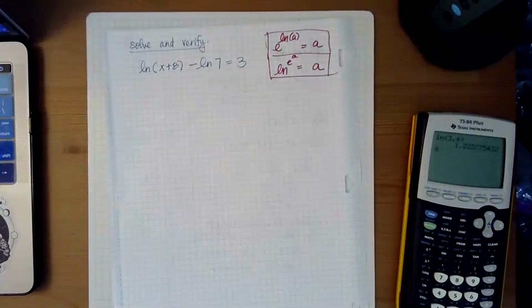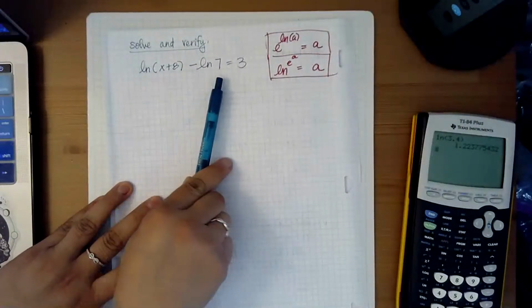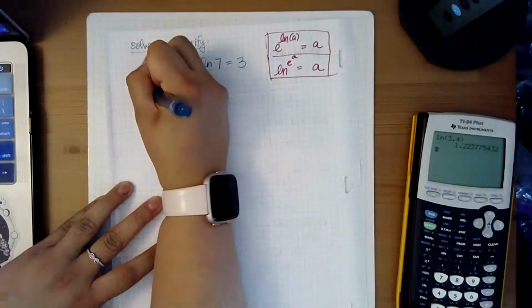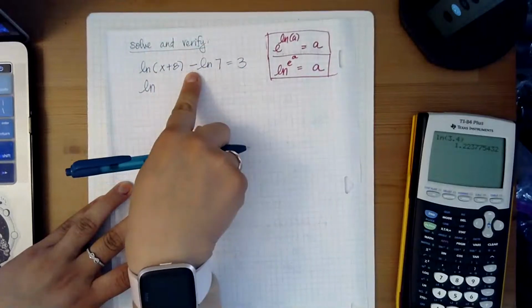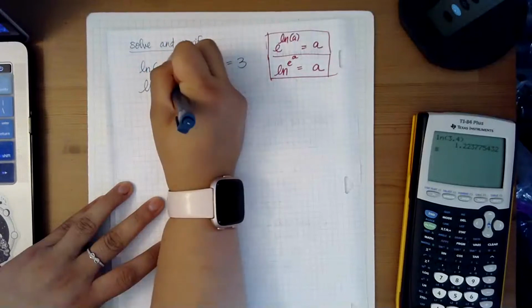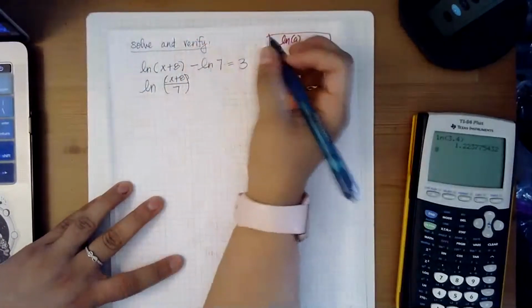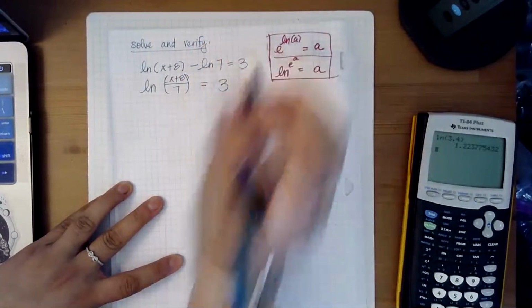So the very first thing I'm going to do is I'm going to condense this here. So I have ln of x plus 8 minus ln of 7. That's going to give me some type of ratio because subtraction means divide. So I have ln of (x plus 8) over 7, is equal to 3. Okay.